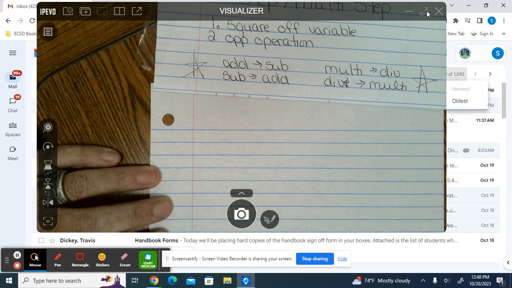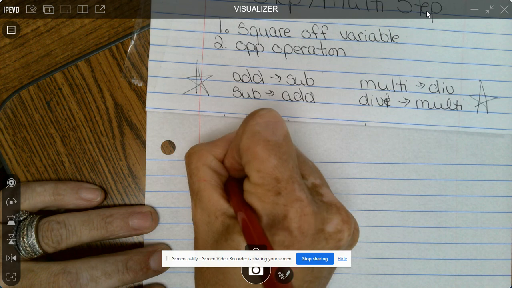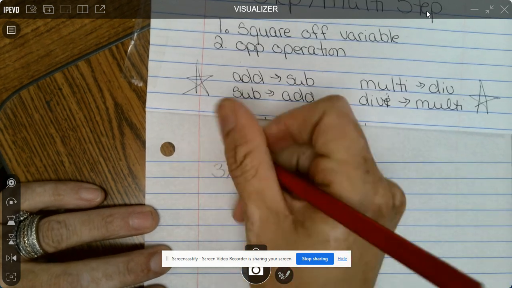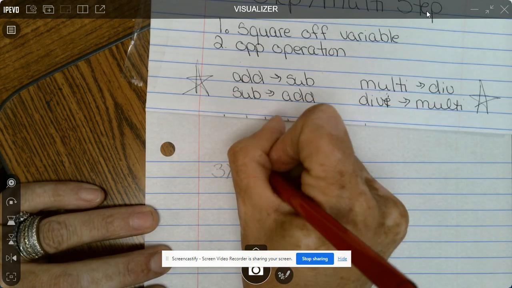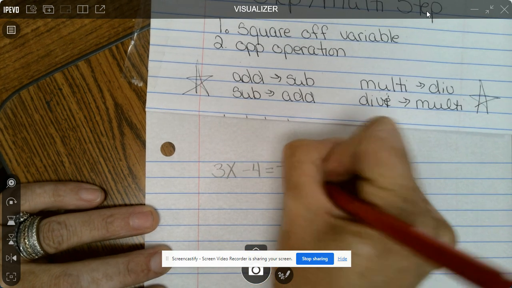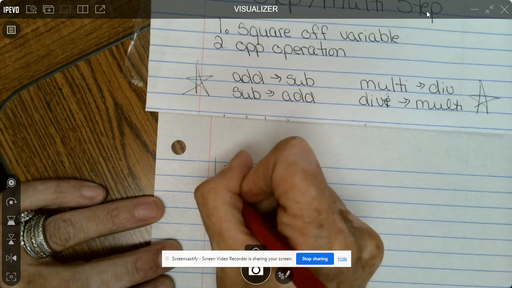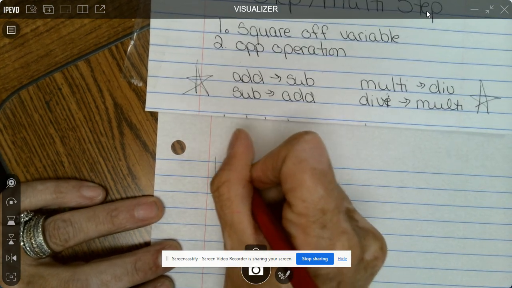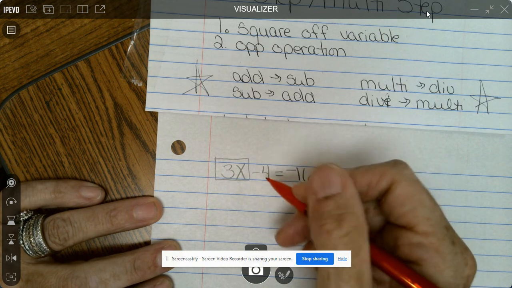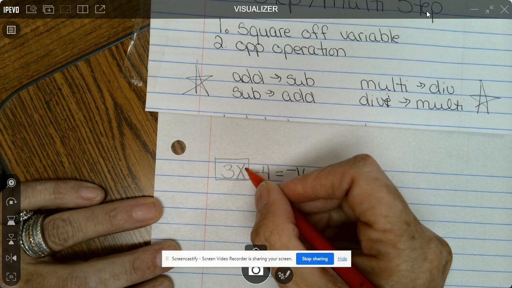So let's say I was to give you 3x minus 4 equals negative 16. Just like single step or one step equations, we're going to go ahead and square this off right here. Simply by squaring it off, you're telling me that this is the last step that you're going to work with.